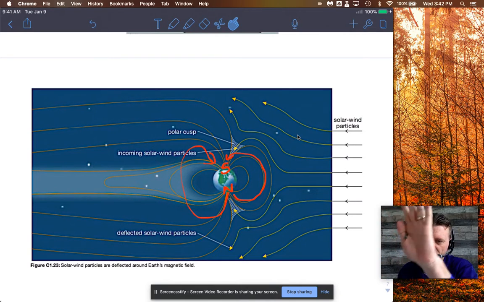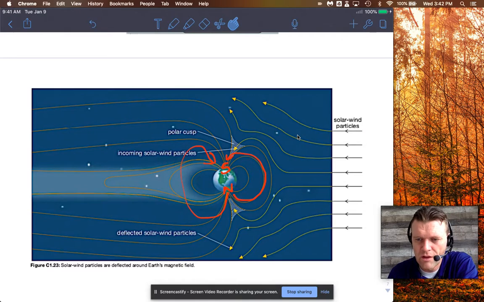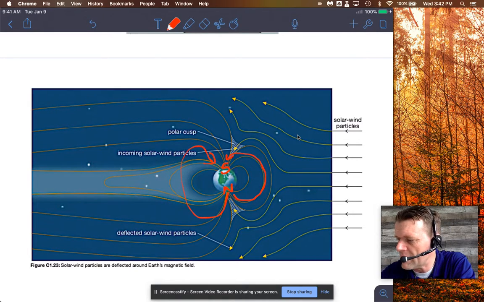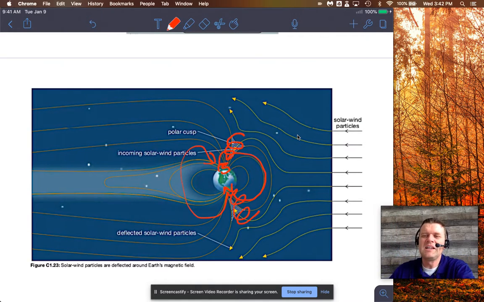It tends to push these charged particles away from the surface of Earth, similar to an electric field. And what's really interesting, though, is that some of the particles actually get caught in the magnetic field and they spiral in towards the poles, like something like this. Okay. And in spiraling in, they actually hit the second layer of defense.